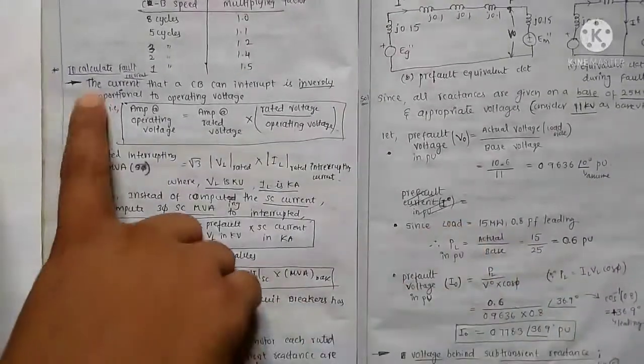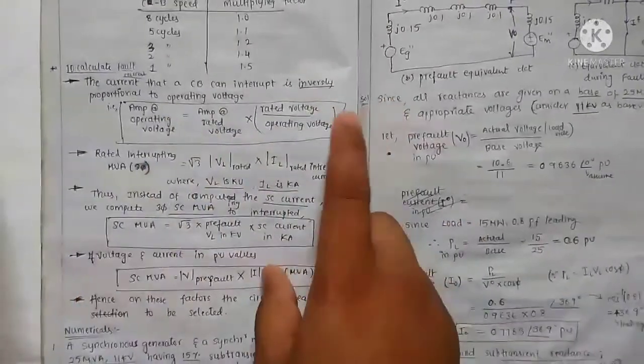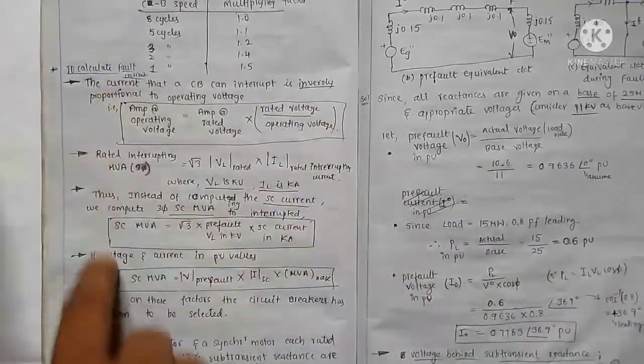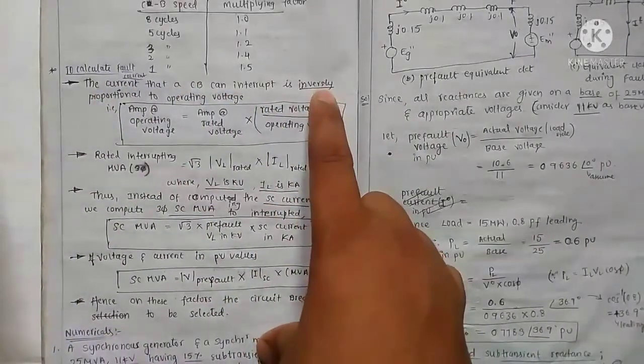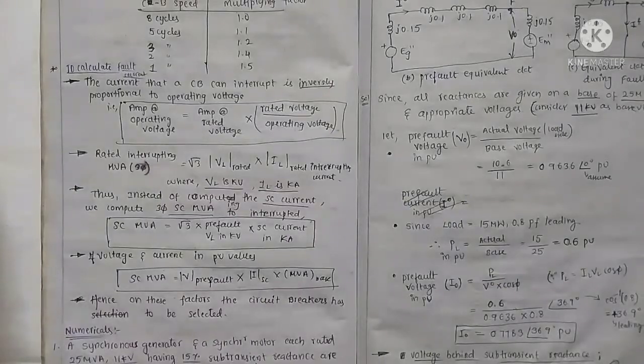And to calculate the fault current, I'll explain in the numericals. If you go through these formulas, we will continue with the numericals in the next class.